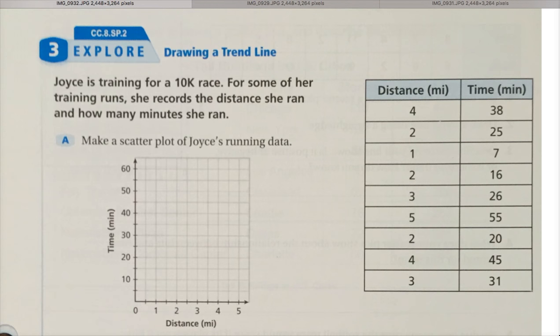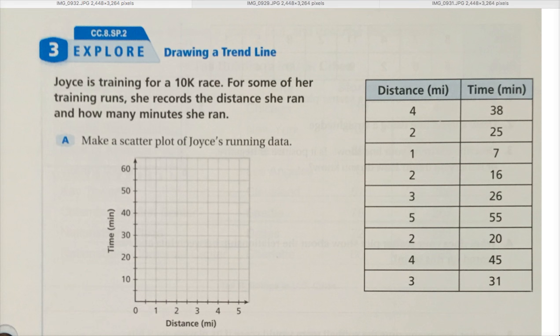Joyce is training for a 10K race. For some of her training runs, she records the distance she ran and how many minutes she ran. Make a scatter plot of her jogging log. Okay, so if we look at our table here, we have her distance in miles and her time in minutes. My distance is my X value. My time is my Y.